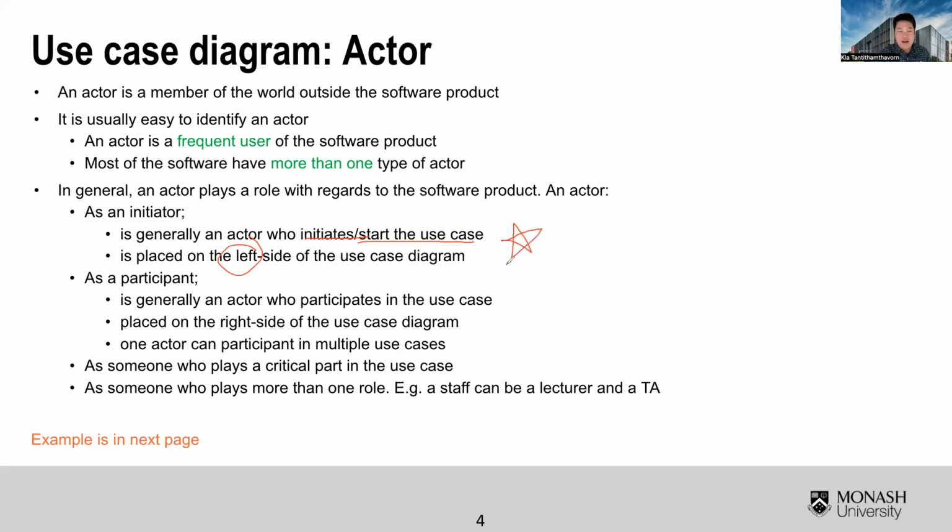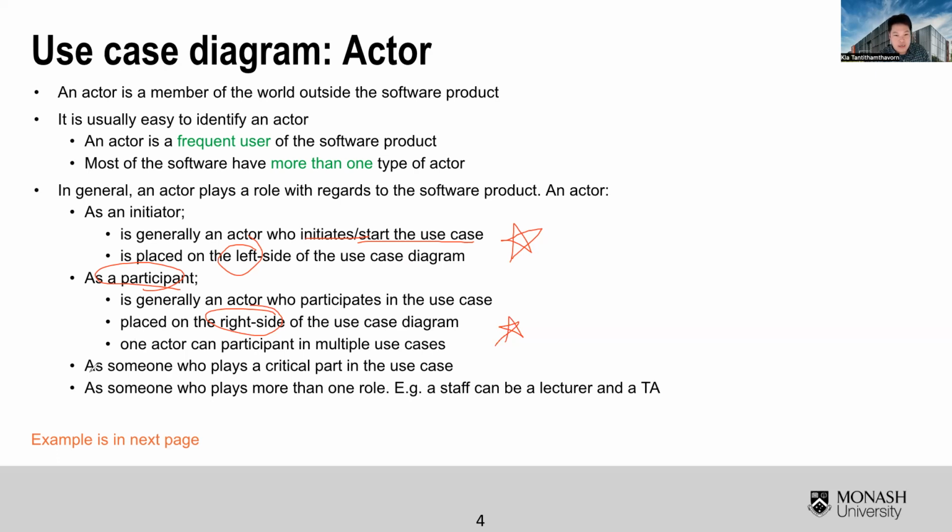But when we talk about the participant, it can be an actor who is not the person who initiates the use case, but just someone else who participates in this use case, and it will be placed on the right side of the use case diagram, okay? And one actor can participate in multiple use cases as well.